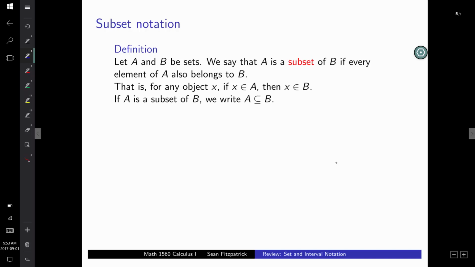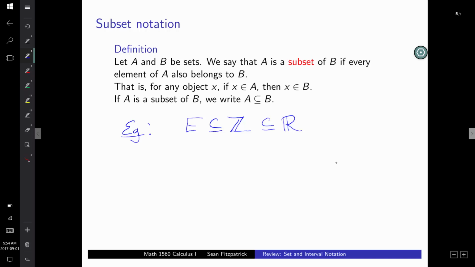So, for example, if I wanted to tell you that this set of even numbers is a subset of the integers, I can do that. Every even number is in particular an integer. I could also say that every integer is also a real number. So I could write something like that. You'll see this subset notation occasionally, but infrequently.